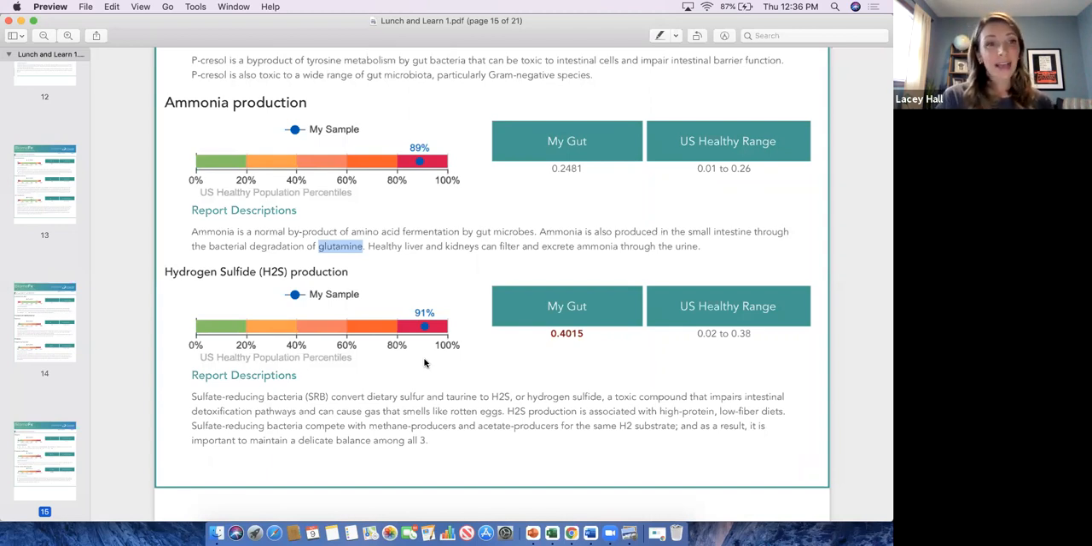This is not a SIBO test, but it can give you that clinical insight and clues as to where to go next. Because as functional medicine providers, we are investigators, and we're always taking off each layer of the onion to really get to the core. Now, there are a lot of things that we can do for high hydrogen sulfide production in the gut, and I'll go over those when we talk about our protocol.